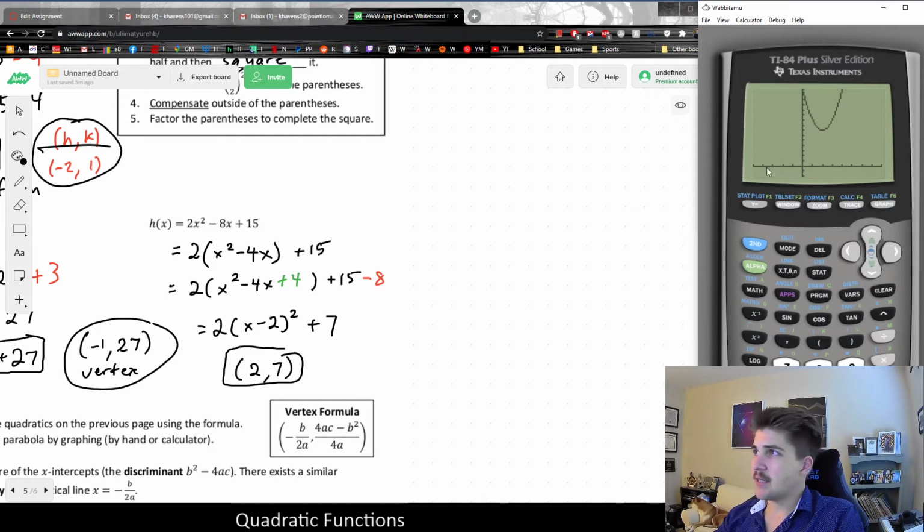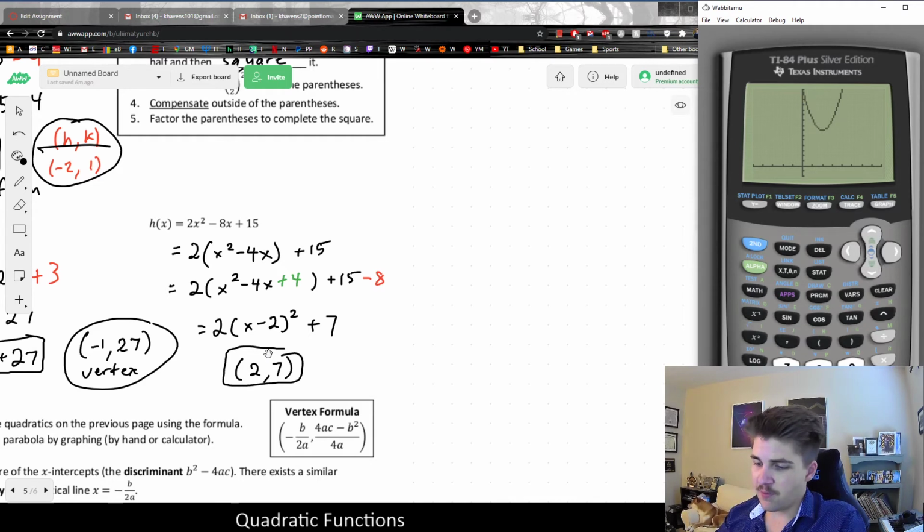In this case, I just chose this window. Looking at the graph, notice that I get that parabolic shape, as it must be. And notice that the vertex occurs at 2 to the right and 7 up. No coincidence, because when I perform the algebraic process of completing the square, it always puts the function into vertex form, and the vertex is always apparent from that.